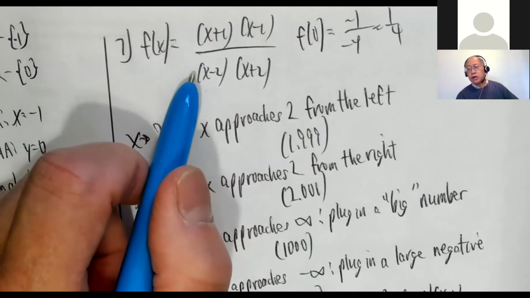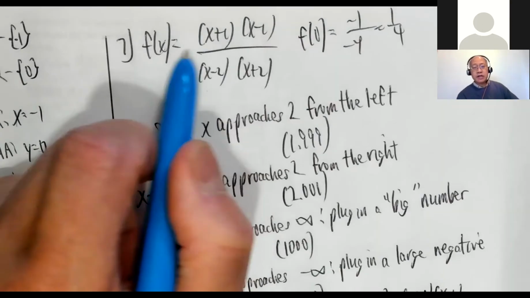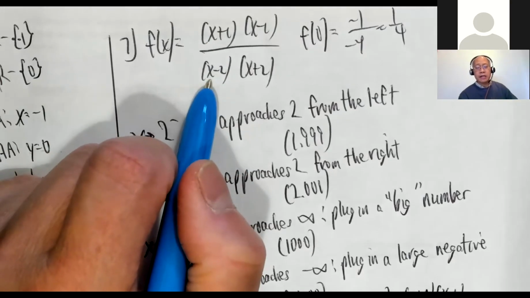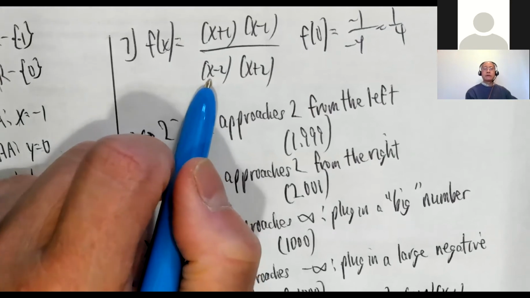If there's a cancellation, I'll talk about that next week. But let's say there was an x minus 2 also on top, it would cancel out, and then x equals 2 would not be an asymptote. Yeah, I was actually talking about the horizontal asymptote equaling y equals 1.